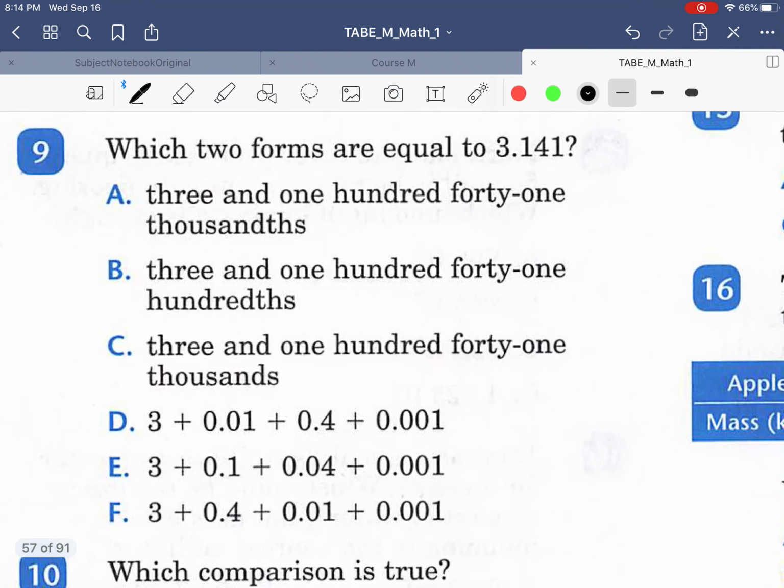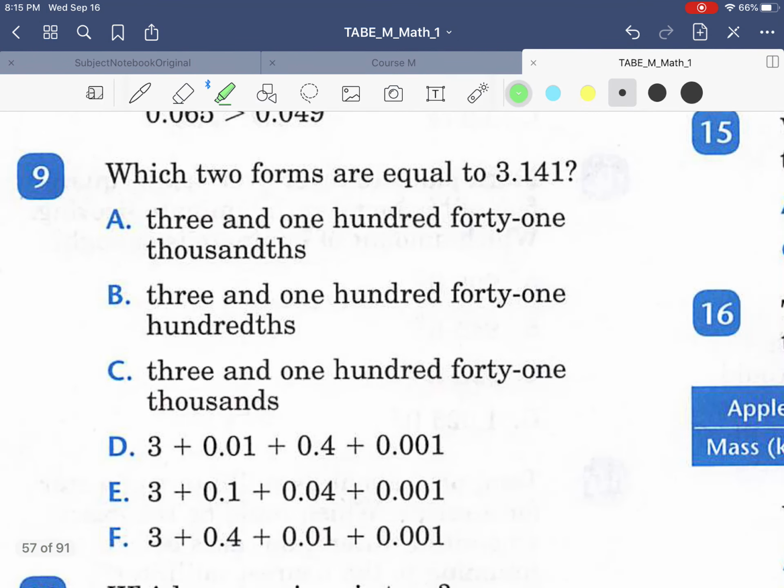Number 9. Which two forms are equal to that number? 3 and 141 thousandths. So A is definitely one of them. That's how you say that number. 3 and 141 thousandths. Then I have to pick the other one. There's another one. Remember, we got to get two of them.